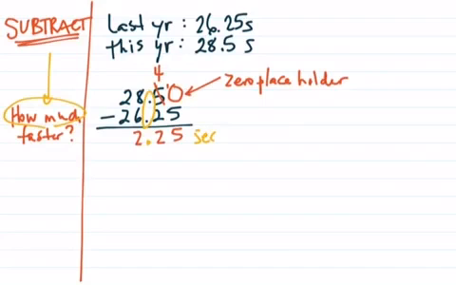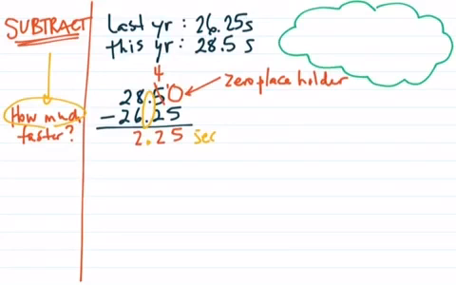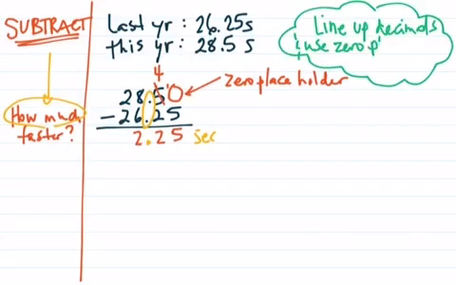Okay, so writing down the rule for subtracting, what you need to do is line up decimals and use zero placeholders if needed.